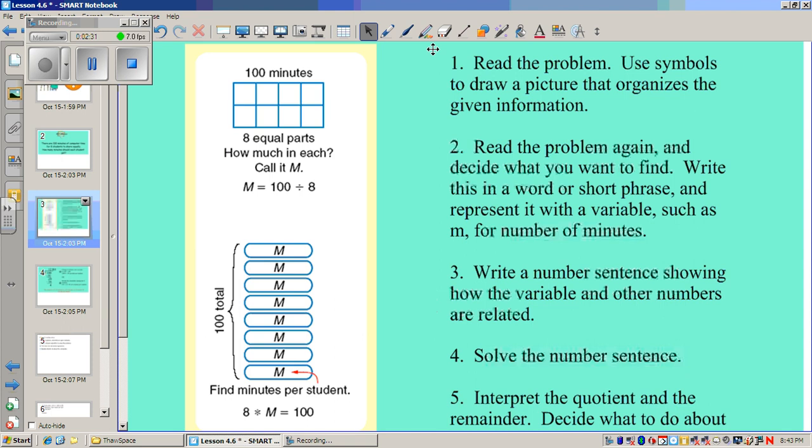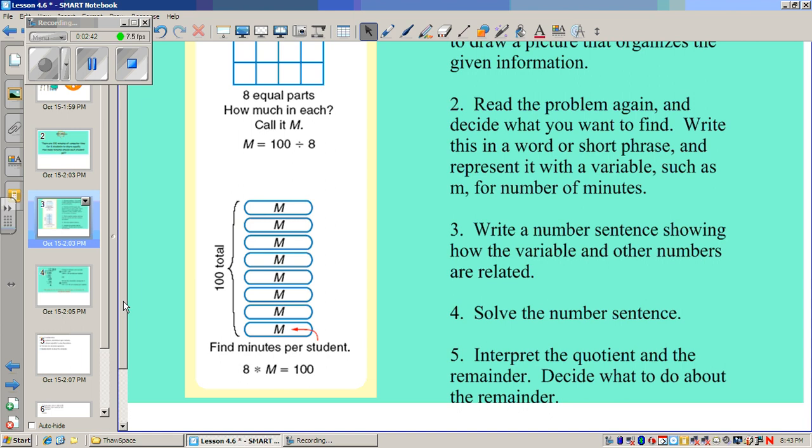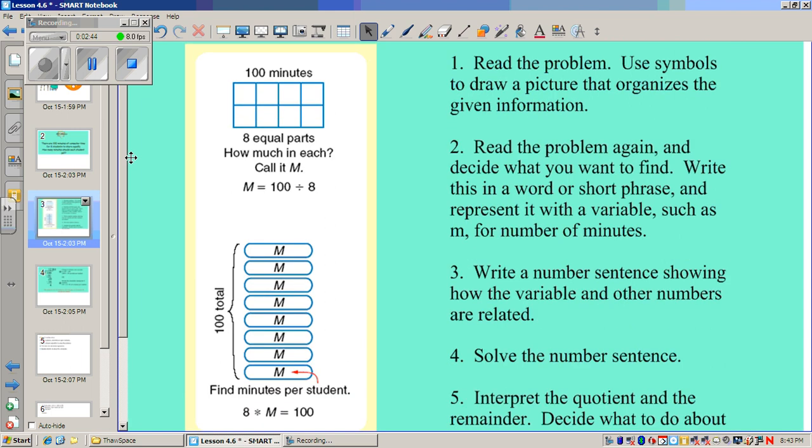And then number 4 says solve the number sentence, and interpret the quotient and the remainder. Decide what to do about the remainder. So let's talk about that. So on this problem, let's go on to working through it on the next page.